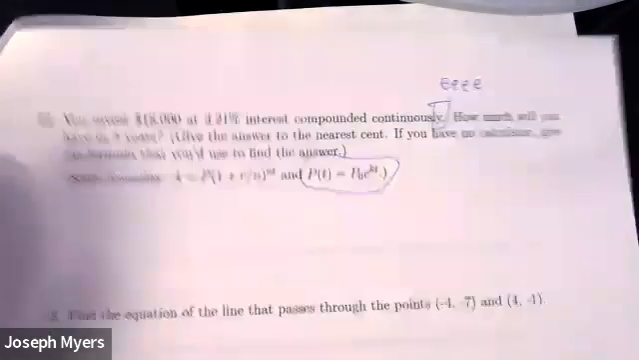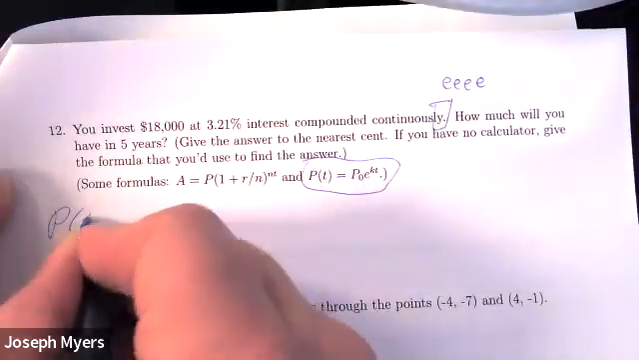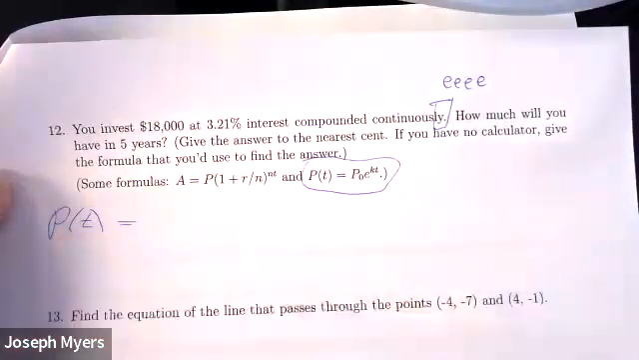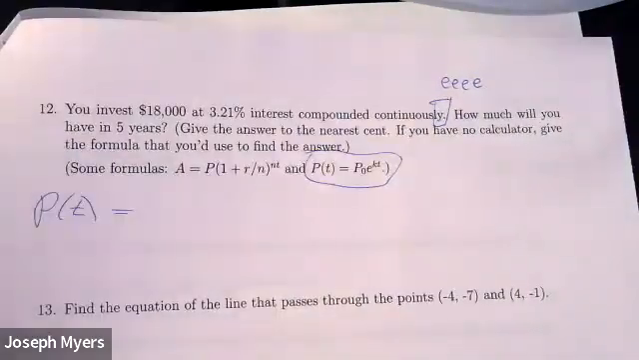So the amount of money that you'd have is P of T equals. So what is the P? Now the way this is the standardized final, it looks a little bit different than what we learned in class. In class, we learned the formula PERT, P-E-R-T, right?